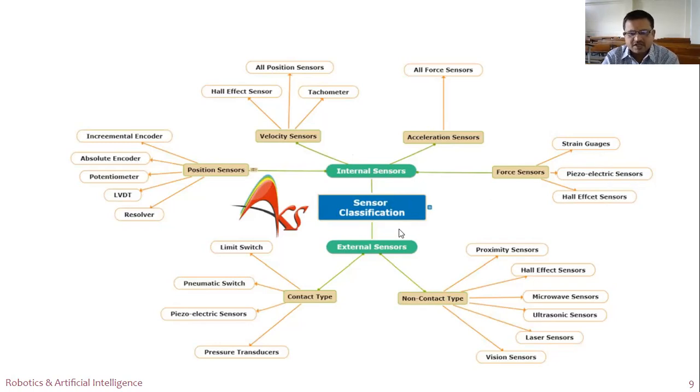Now sensors are again classified as external sensors: contact type, limit switch, pneumatic switch, piezoelectric sensors, pressure transducers. Then non-contact type: proximity sensors, Hall effect sensors, microwave sensors, ultrasonic sensors, laser sensors, and vision sensors. Now, one by one we will see examples.